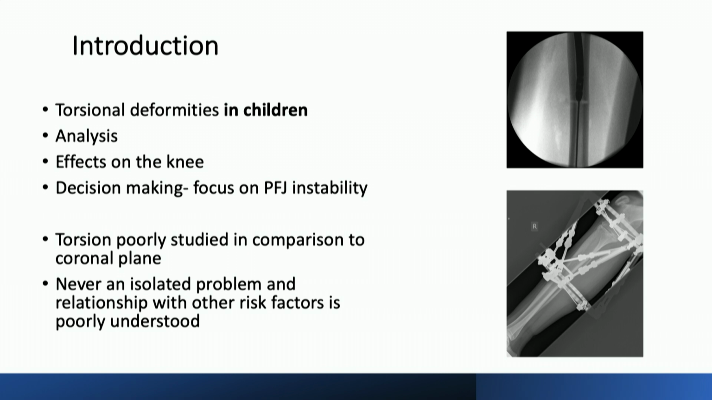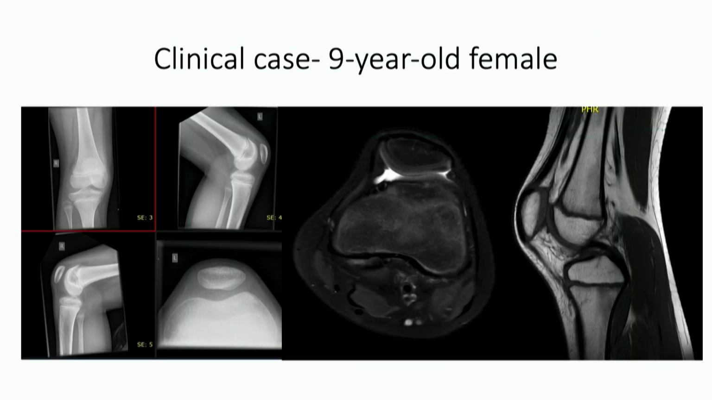There's a lot of literature on coronal malalignment and the effect on the patellofemoral joint, but the role of torsion is a little bit more obscure. And that's partly because it's never an isolated problem. It's often associated with other risk factors, and working out the contribution of all of these is difficult. Also, on the literature on torsion and its effect on the patellofemoral joint, most of the data comes from Germany and China, and in particular one province in China. So what we're looking at is a geographical representation when we look at evidence.